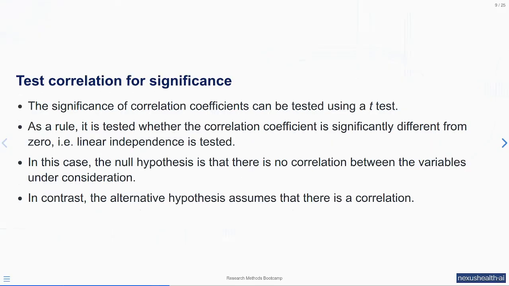How do we test correlation for significance? They can be tested using a t-test. As a rule, we test whether the correlation coefficient is significantly different from 0. That is, we test whether there is linear independence. In this case, the null hypothesis is that there is no correlation between the variables under consideration. In contrast, the alternative hypothesis assumes that there is a correlation.